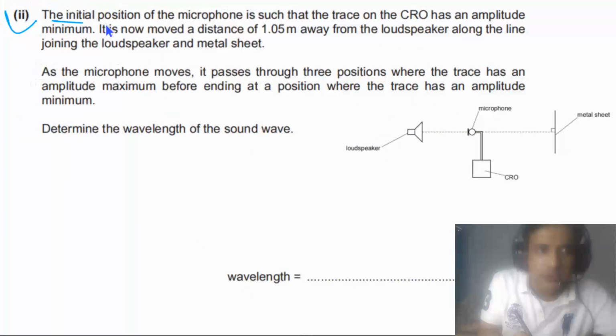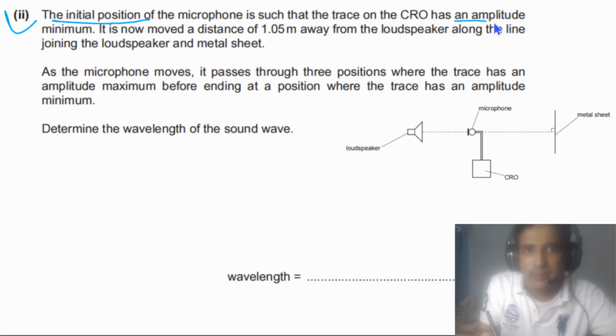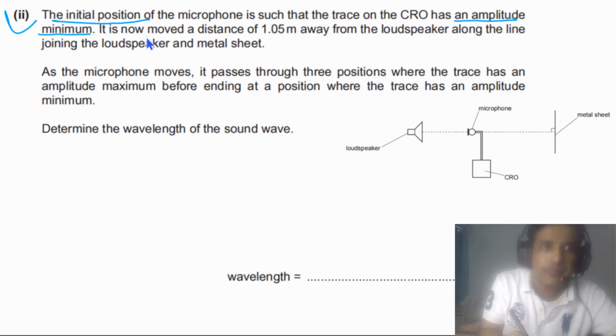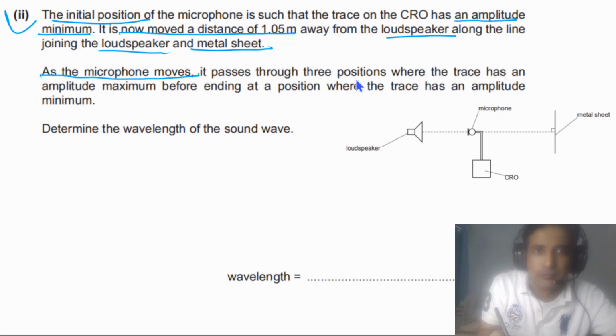Part 2 says the initial position of the microphone is such that the trace on the CRO has an amplitude minimum. It is now moved a distance of 1.05 meters away from the loudspeaker along the line joining the speaker and the metal sheet. As the microphone moves, it passes through 3 positions where the trace has an amplitude maximum before ending at a position where the trace has an amplitude minimum. Determine the wavelength of the sound wave.